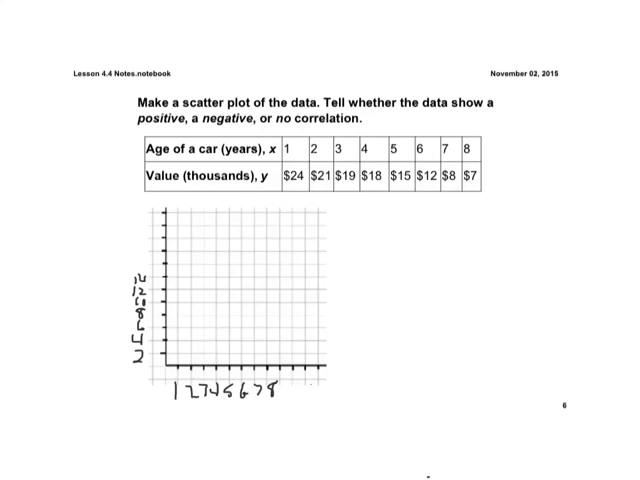12. And we're just going to plot all these points. Take a second here and plot all of these points. Our first point is 1, 24. On our x-axis, this is years. We're going to plot the point 1, 24. Then we have 2, 21. We have 3, 19. We have 4, 18. We're just plotting a bunch of ordered pairs. 5, 15. We kind of see a trend going here. We're going downhill. 6, 12. 7, 8. And 8, 7. So we plot all these points.